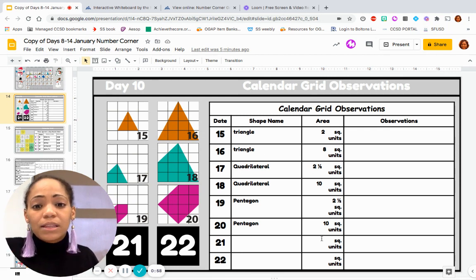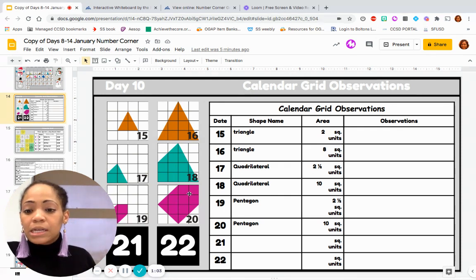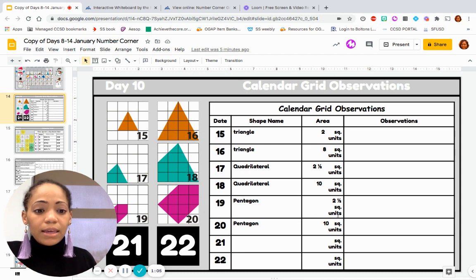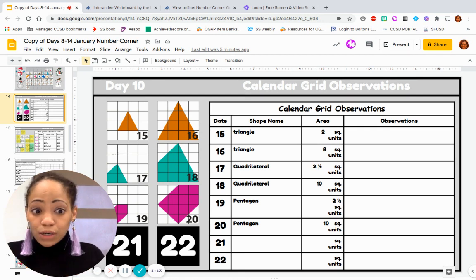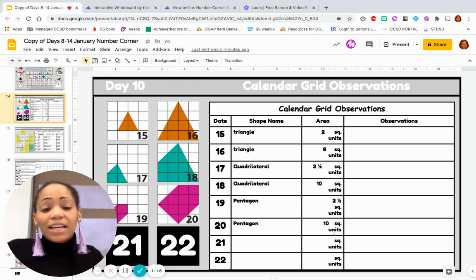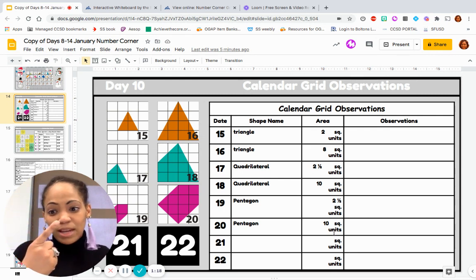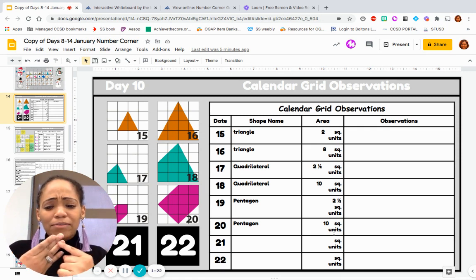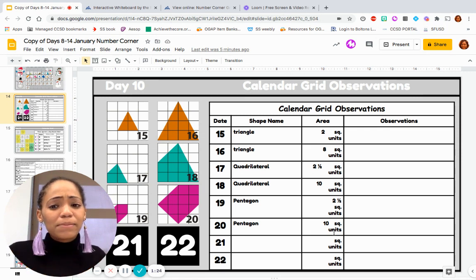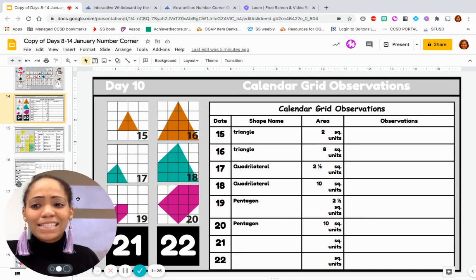I want you to briefly look at, I've already updated our calendar grid. We have another pentagon today, and it looks like the area has followed our pattern: one day we have an area and the next day is always 4 times larger. So we had 2.5, and 2.5 times 4 is like saying 2.5 plus 2.5 plus 2.5 plus 2.5. And 2.5 plus 2.5 is 5. So 5 plus 5 is 10. So our area is now 10.